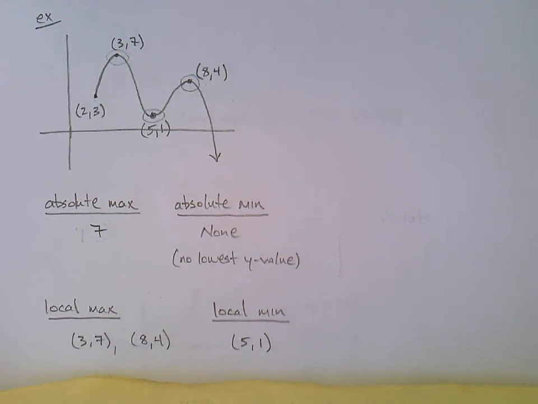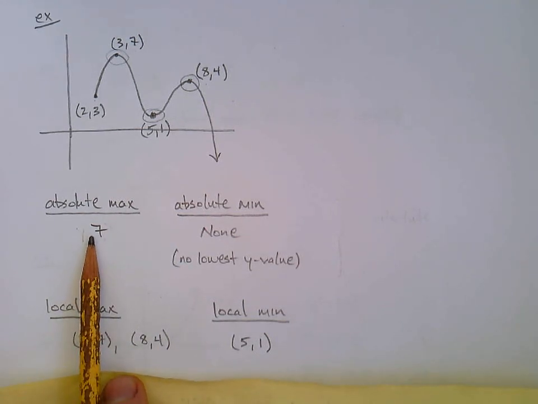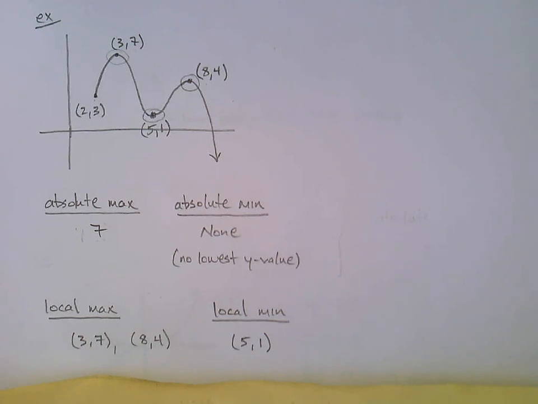So that's a little nuanced difference, right? Absolutes, we're just talking about y values. It's like we don't care where it occurs. Just what is the highest of the whole function? What's the highest it gets up to? We don't care where. But the local maxes, we do care. It's at 3,7. It's at 8,4. Where does that neighborhood occur? And then at 5,1, where does that neighborhood occur? Don't just tell me 1. I want to know the 5 also.